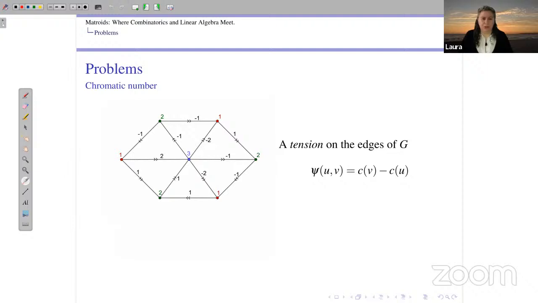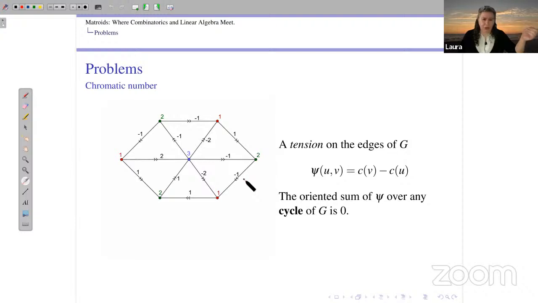I will give to my edges a number, which is the result of taking the color on the head minus the color on the tail. So 1 minus 2 gives me -1, 2 minus 1 gives me 1, 2 minus 3 gives me -1, and so on. 3 minus 1 gives me 2. This is what we call a tension. An interesting property is that if I go around the cycle, say this one, and my coloring was proper, then I will go -1, -1, +2, that gives me 0.